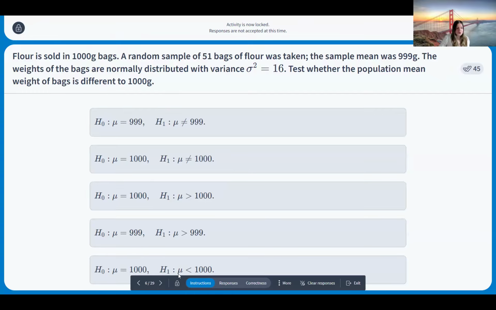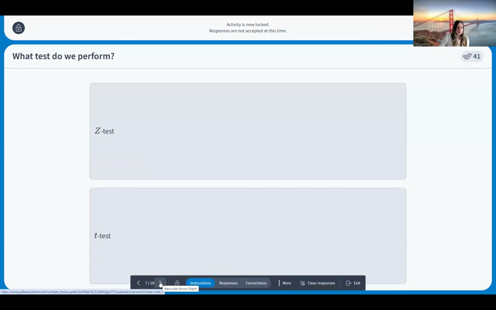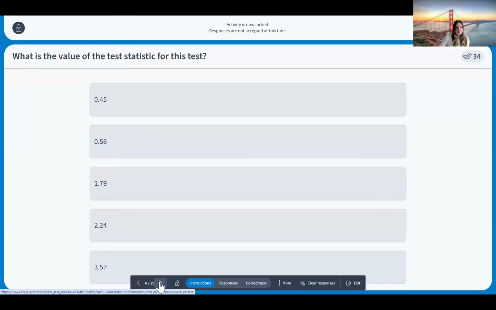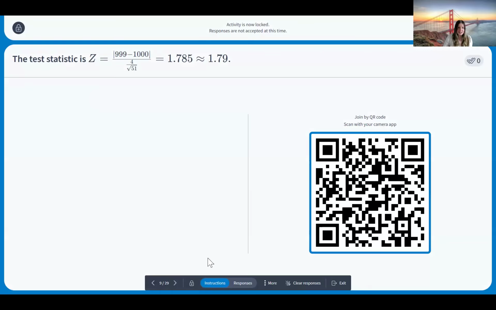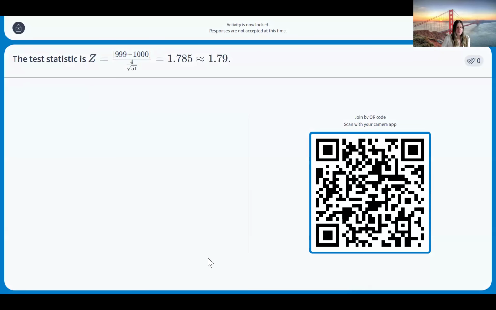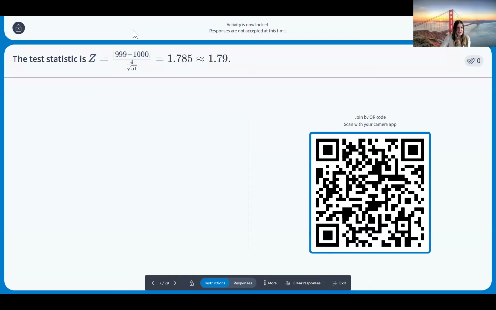And again, they need to choose their null and alternative hypotheses. Then I'm asking whether we would perform a z-test or t-test in this situation. What's the value of the test statistic? So these are now computational questions, and it usually takes them time to find the answer. After computational questions, I show them solutions briefly and discuss the solution briefly. Like here, I'll show them what formula they should use and what they should get.